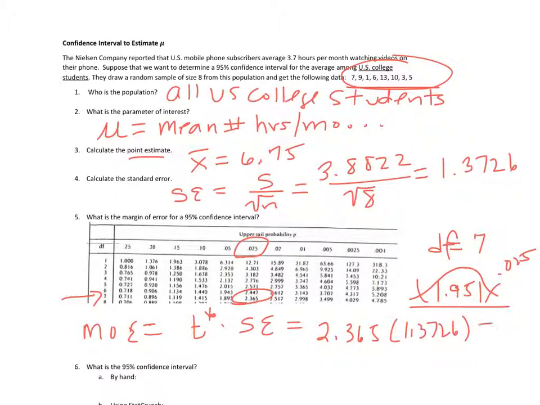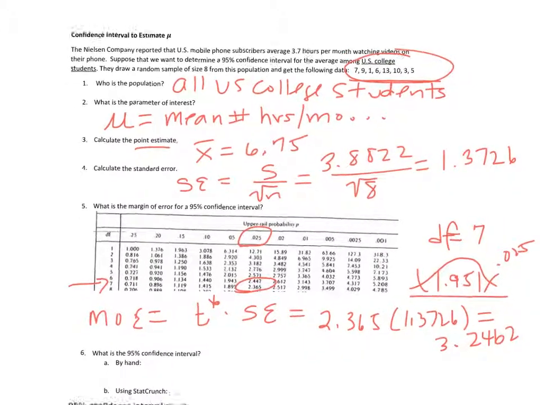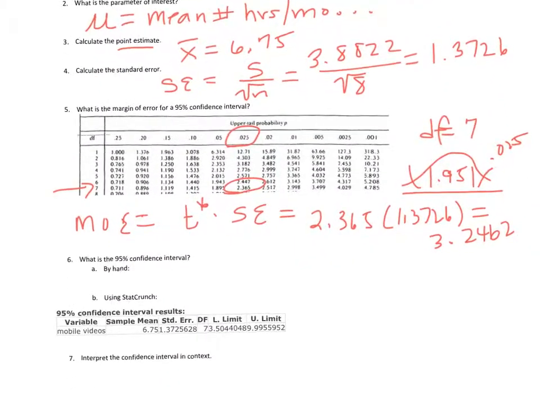And if you work that out, you'll get 3.2462. Okay, so that's your margin of error, and like we've seen with other confidence intervals, that is what we'll say is our wiggle room. So we're going to add and subtract this number onto our point estimate, 6.75, to build the confidence interval. Okay, so let's do that.